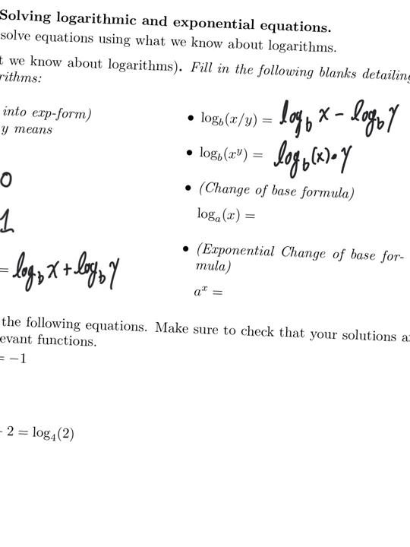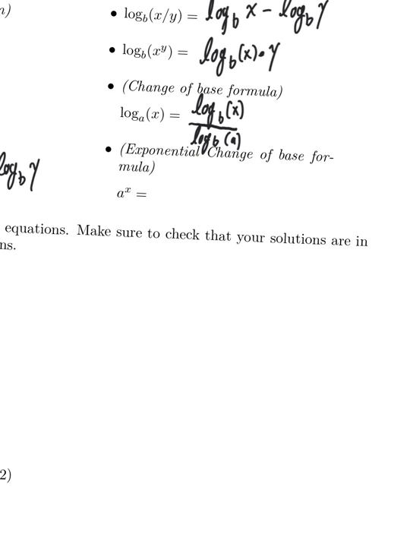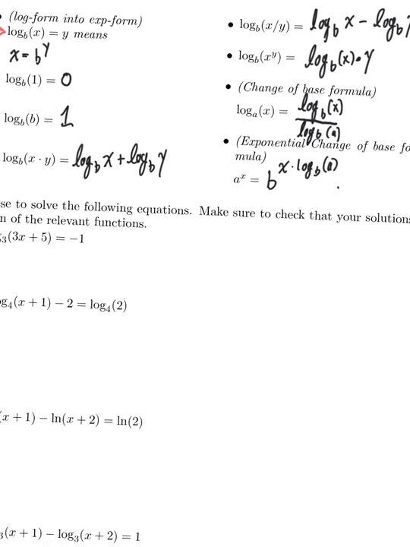The change of basis formula. If you see a log whose base you don't like, you can re-express that log in terms of a log whose base you do like. The log base a of x is the exact same as, for any base b you want, the log base b of x divided by log base b of a. There's an exponential change of basis formula. a to the x is the same thing as b to the x times the log base b of a. So there are some facts we know. Let's use these to achieve some things.